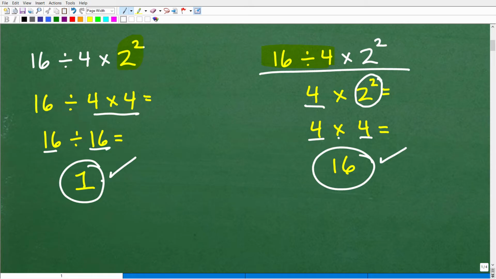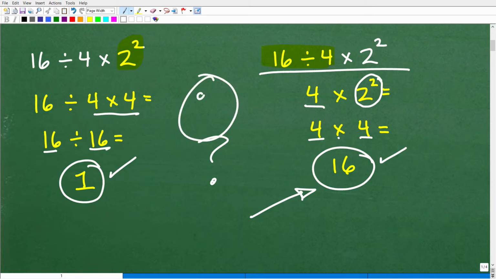So here I have 1, and here I have 16. We're talking about the same problem. Which one is right? Interesting, right? Well, the one that is correct is, drum roll please, it's this one. This is correct. This one is not correct. And a lot of you are going to be wondering, what are you talking about? I thought I knew this.